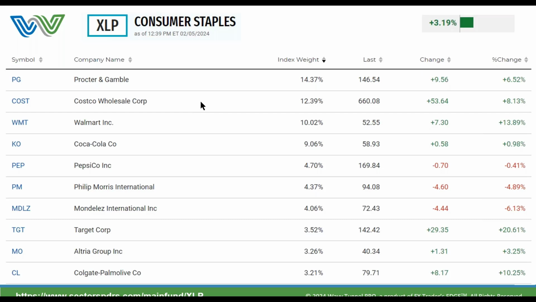Consumer staples, XLP, up 3.19% as of 2 days ago, and now it's up 3.17%, so no change. Procter & Gamble has the biggest index weight, and Target performed the best of this list, up 20% for the year so far.